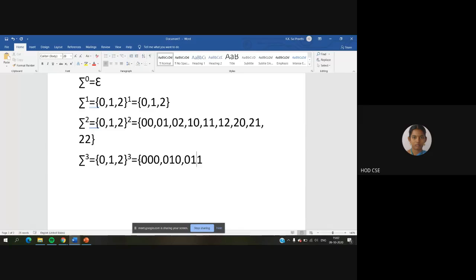So I can have 000, 001, 002, 010, 011, 012, 020, 021, 022. These are all the strings which start with 0. How many strings did I produce? 1, 2, 3, 4, 5, 6, 7, 8, 9. Any other combination? 021 is produced.